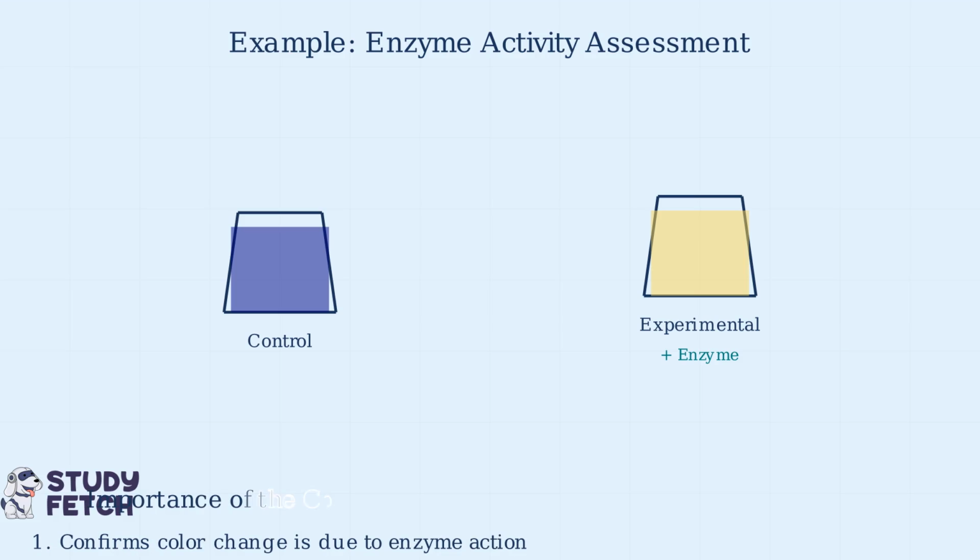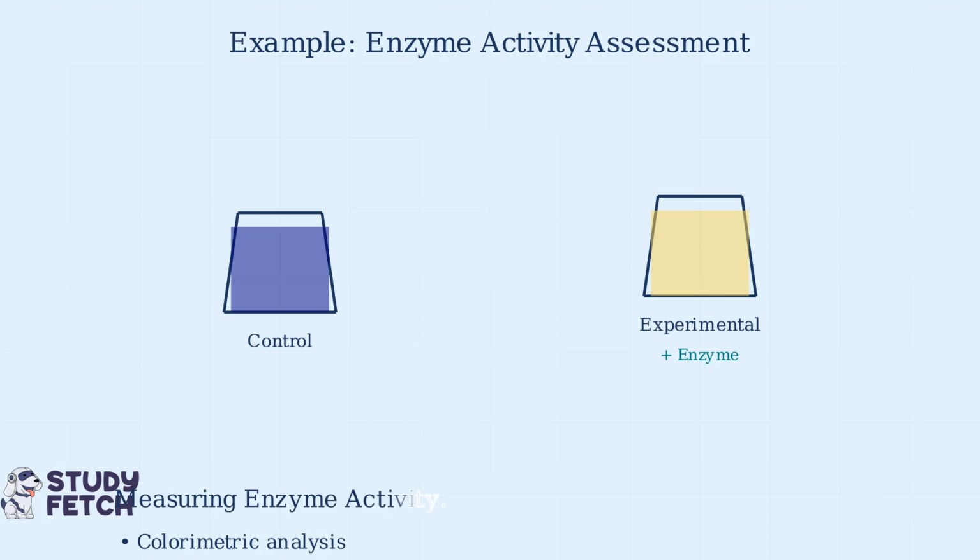The control group is crucial in this experiment. It confirms that the color change is due to enzyme activity, not spontaneous starch breakdown. It also allows us to quantify the enzyme's effectiveness by comparison. Scientists can precisely measure enzyme activity using colorimetric analysis, spectrophotometer readings, or by tracking the rate of color change over time.